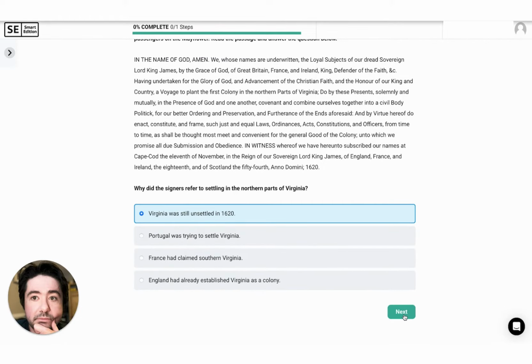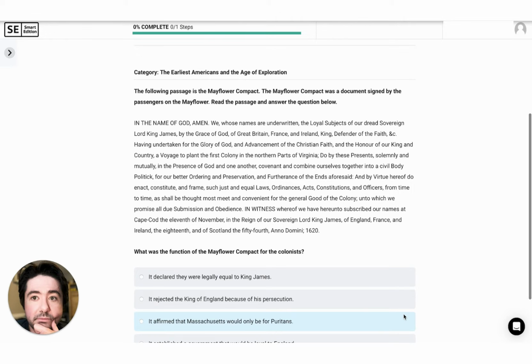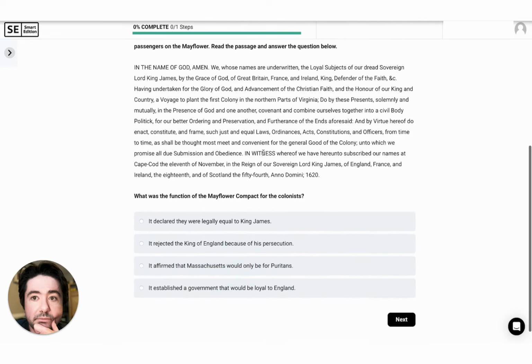Okay, question 2. Now, when it comes to paired questions like this with the same passage, there's a good chance that the second or third question, depending on how many there are, is going to be looking at a different place in the document. It's going to ask you something about a different paragraph or a different part of the document. So keep that in mind. Maybe this one will too.